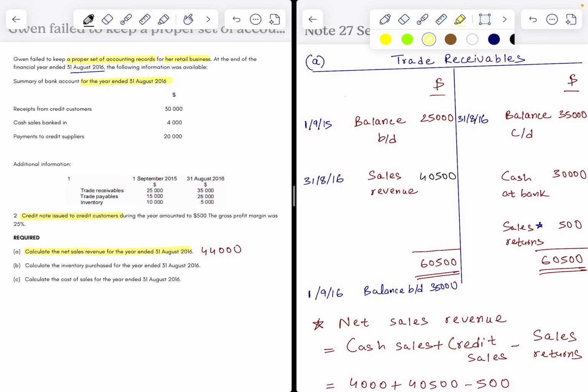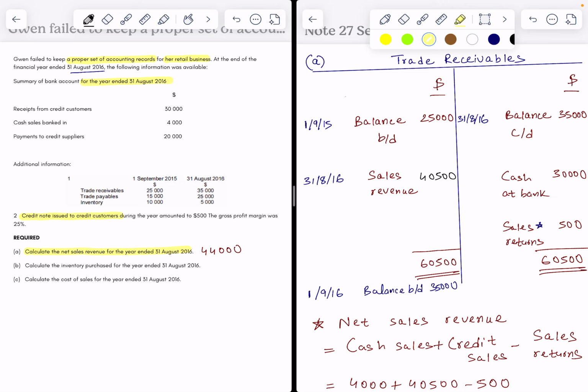Today we have got a practice question which requires us to prepare the trade receivables ledger account, the trade payables ledger account, and the inventory ledger account. Now, if you are taking your Cambridge exams from a different country, the trade receivables and the trade payables are also known as accounts receivable and accounts payable.